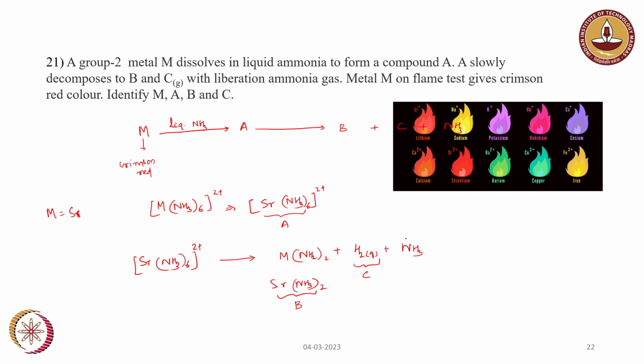So M is strontium, A is the complex of ammonia, and B is amide, and C is hydrogen gas.